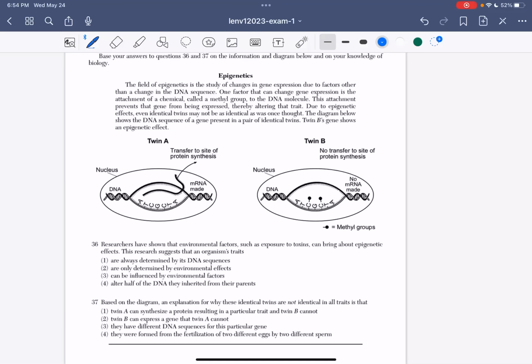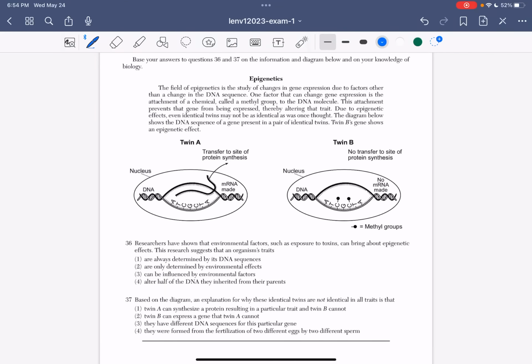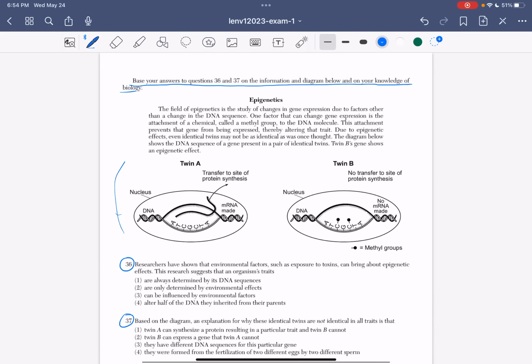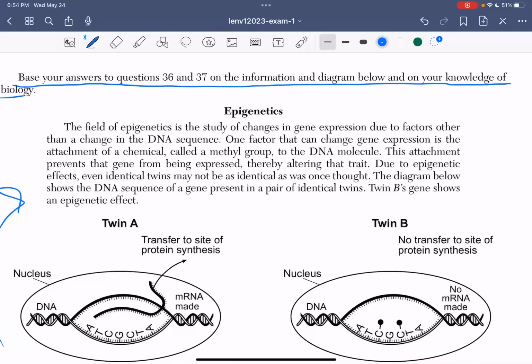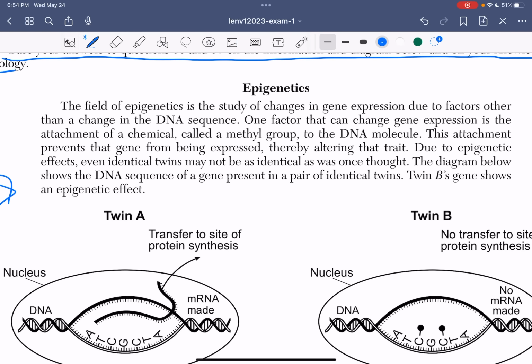Next, okay, now might be the time to zoom in, skip through. But as I said before, I'm going to read every single word as you should when you take the test. Base your answers to questions 36 and 37 on the information on the diagram below and on your knowledge of biology. So numbers 36 and 37 have to do with this reading. Okay, let's go ahead and read. Epigenics.